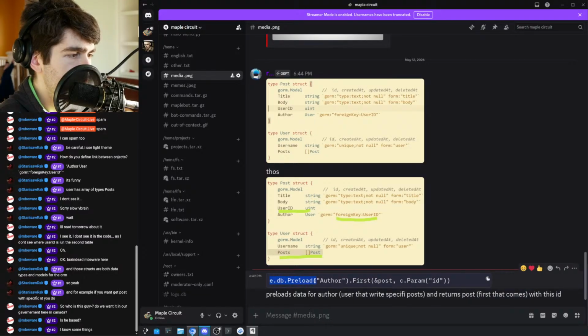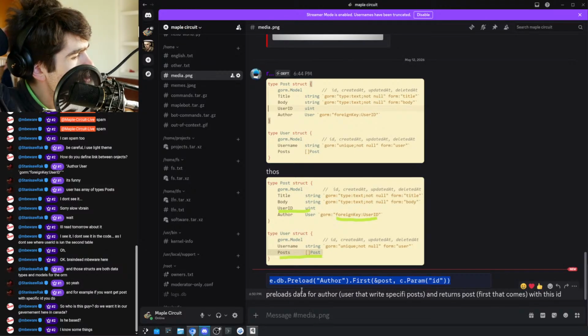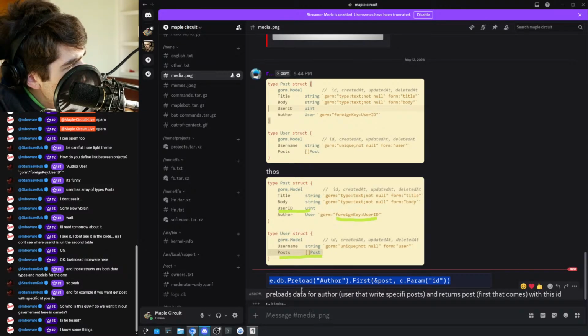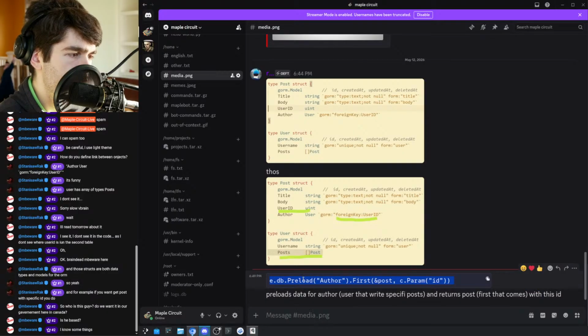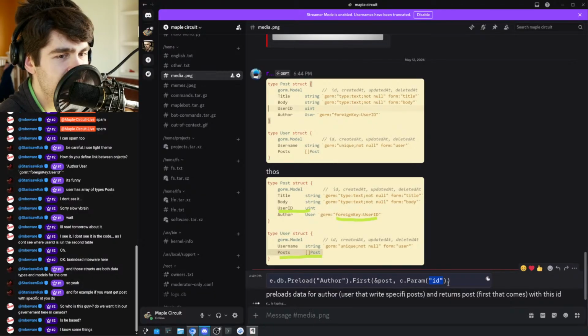DB Preload Author, First Post, where ID, preloads data for the other user that wrote a specific post and returns the first post that comes with this ID. Okay, so that's how you make a query. Oh, okay, okay, no, I get it. Good. All good.